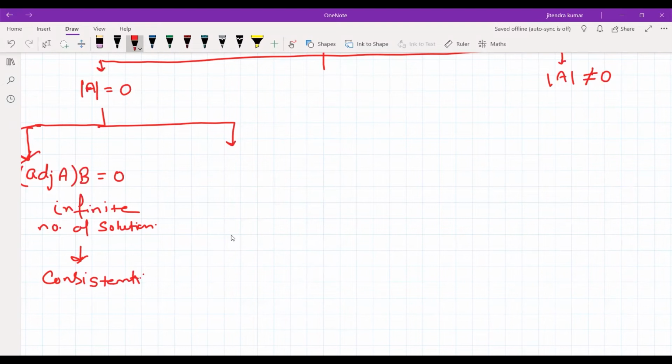Now, in the second case, when adjoint of A into B is not equal to 0, it means we can't find any solution. So these are inconsistent.